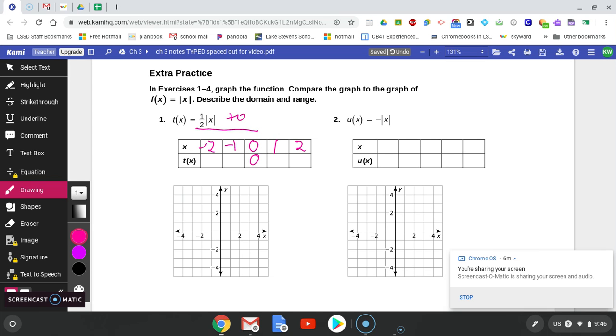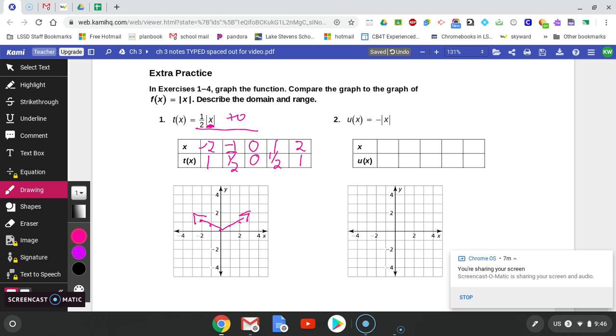So when I plug in a 1 for my x, the absolute value of 1 is 1, and then I do 1 times a half, which is a half. When I plug in a 2, the absolute value of 2 is 2. 2 times a half is 1. When I plug in a -1, the absolute value of -1 is a positive 1, and a positive 1 times a 1/2 is 1/2. When I plug in a -2, the absolute value of -2 is 2, and 2 times a half is 1. And then I graph those points. So I have the points (-2, 1), (-1, 1/2), (0, 0), (1, 1/2), and (2, 1). And connect them, and I have my first absolute value graph.